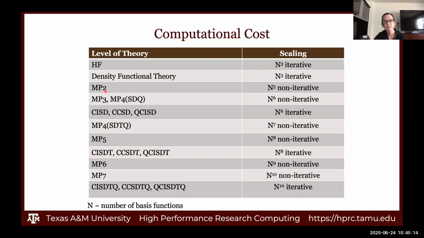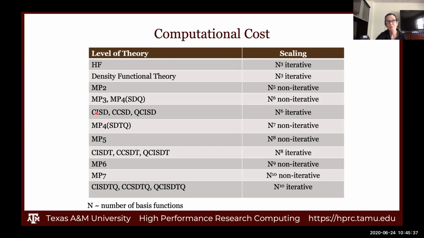Density functional theory is along the same lines as Hartree-Fock in computational cost, and that's why you see it so much in the literature. And like I said, we're going to talk about density functional theory and its forms in the afternoon session. So MP2 theoretically is n to the 5th. So we have a substantial jump in the computational cost, but the nice thing is it's not iterative. MP3, MP4 is n to the 6th.